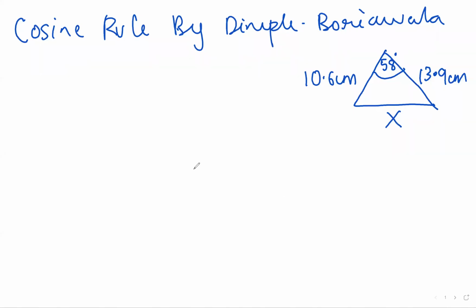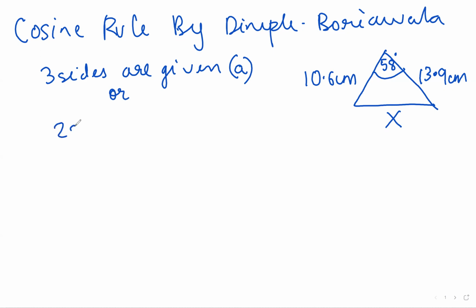Hello students, we will be learning the concept called cosine rule. Now remember one thing, what is the difference between sine rule and cosine rule? When three sides are given, or two sides and one angle are given, in this sum itself, we will follow cosine rule. That is the main thing.